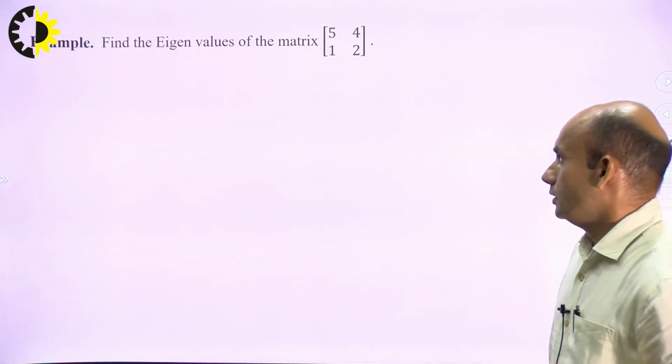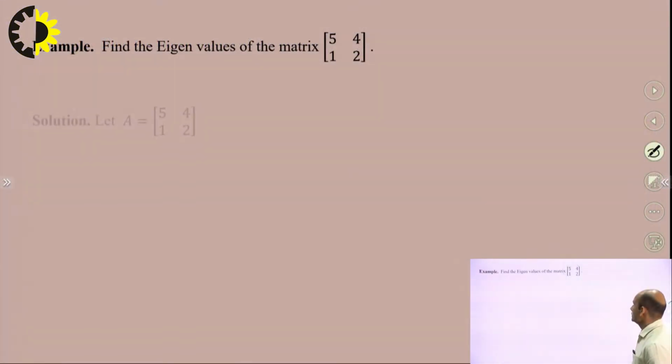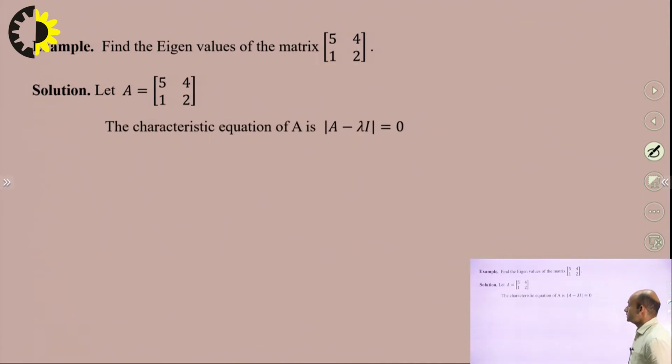Now we come to an example, where we have to find the eigenvalues of matrix A, which is 5, 4, 1, 2. Let the matrix A equal this one. Then the characteristic equation will be determinant of A minus lambda I equals 0. That is, the determinant of 5 minus lambda, 4, 1, and 2 minus lambda equals 0.